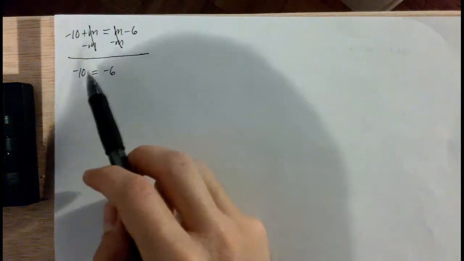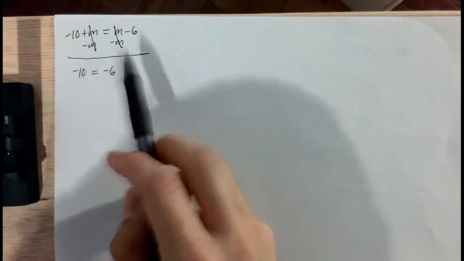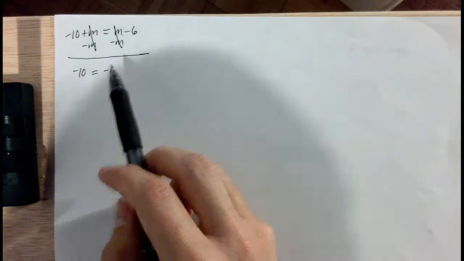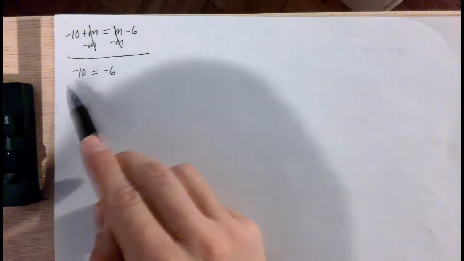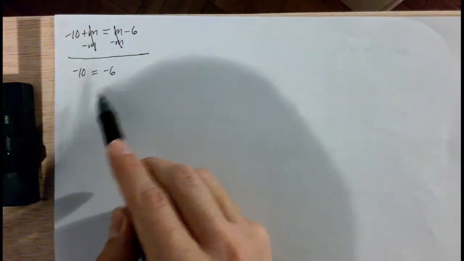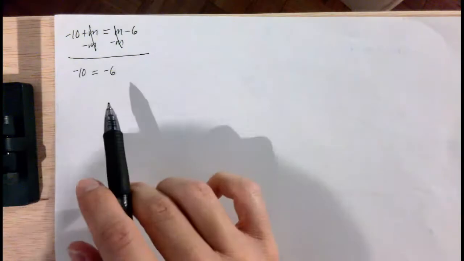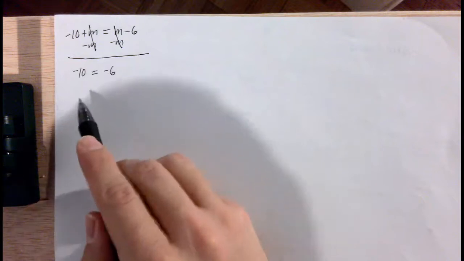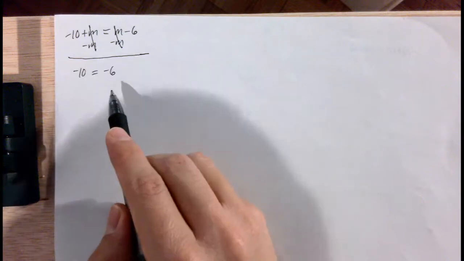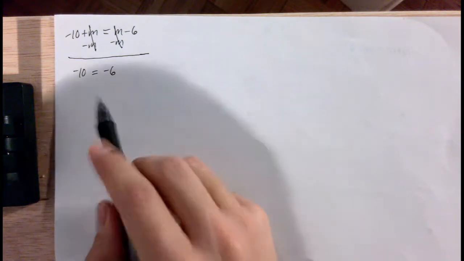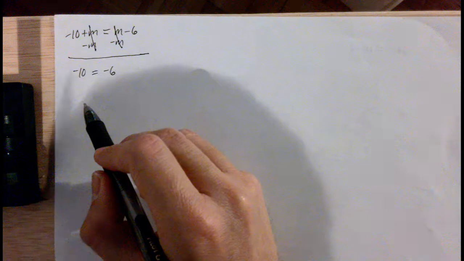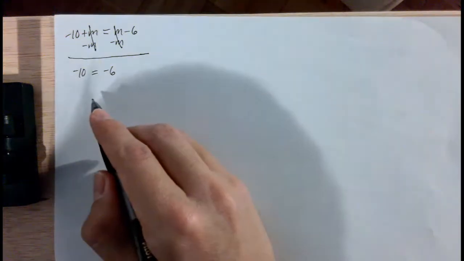Whenever the coefficients are the same, you will cancel out the variables. When you're left with this statement, negative 10 is equal to negative 6, the variables are completely gone, so you no longer have to solve. Instead, you have to determine if this is a true statement or a false statement. Because this is a false statement, you're not going to have one solution. You're not going to have all real numbers as a solution. Instead, you're going to have no solution.